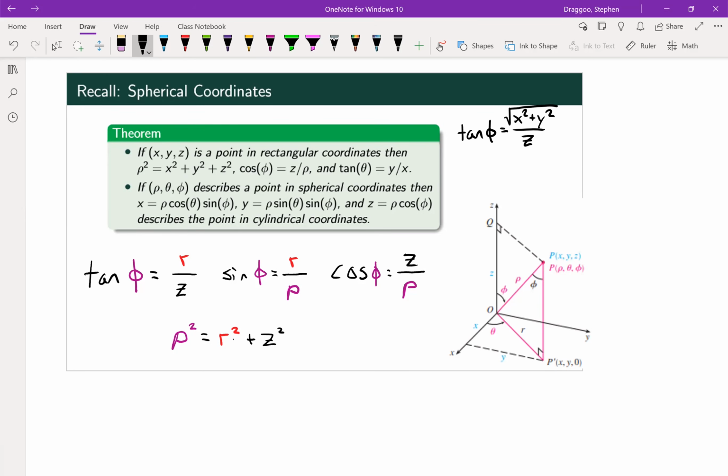We could also say that cosine of phi is equal to z over the square root of x squared plus y squared plus z squared. And finally, tangent of theta is equal to y over x. So theta is going to be the exact same angle that we were using from both polar coordinates and cylindrical coordinates, where it just measures the angle in the xy plane from the x-axis to the projection of our point.